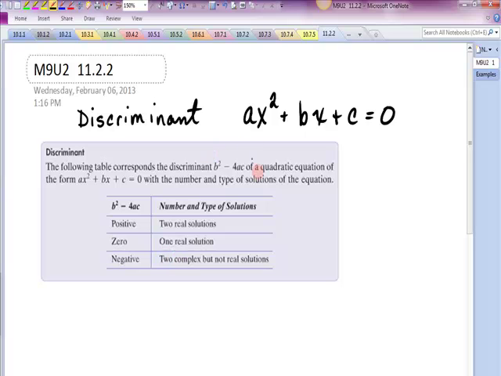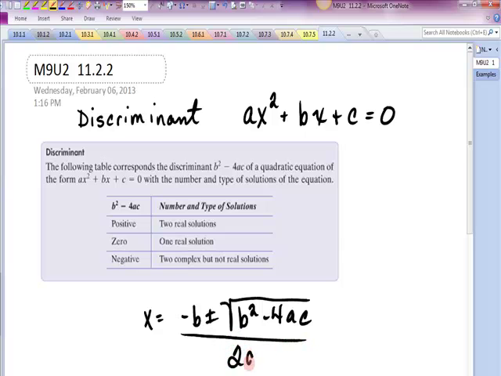I hope you recognize that it is a piece of the quadratic formula. Negative b plus or minus the square root of b squared minus 4ac all over 2a. The expression under the radical is the discriminant because that quantity tells you whether you have two real solutions, that's if it's a positive number, one real solution, that's if it's 0, or two complex but not real solutions if it's negative.